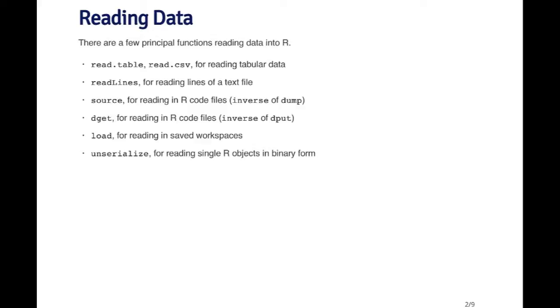The source function is important for reading R code. If you have R code, for example functions or anything written to a file, the source function will read all that code into R. The dget function is also for reading R code files, but it's for reading R objects that have been deparsed into text files. We'll talk a little bit more about this later. The load and unserialize functions are for reading binary objects into R. The analogous functions for writing data are write.table, writeLines, dump, dput, save, and serialize, and those pair up with their reading analogs.